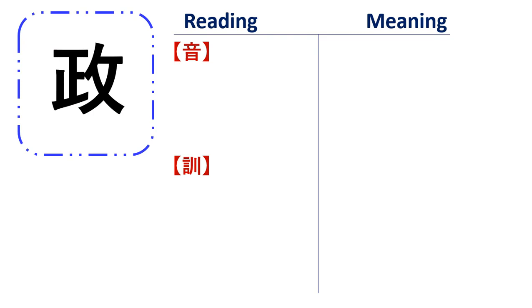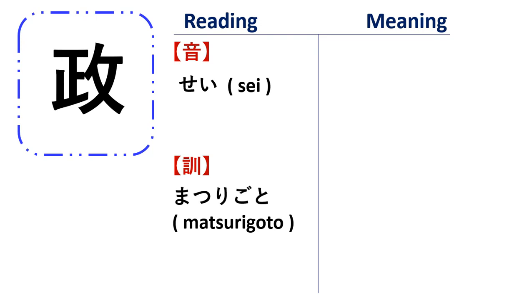First we are going to learn the kanji sei. Its onyomi is sei, and the kunyomi is matsurigoto. Some kanji don't have a kunyomi, so we learn only the onyomi. Some kanji have just one reading, onyomi or kunyomi only. Don't be worried about why it doesn't have one, because it's not necessary. You just learn what they tell you.